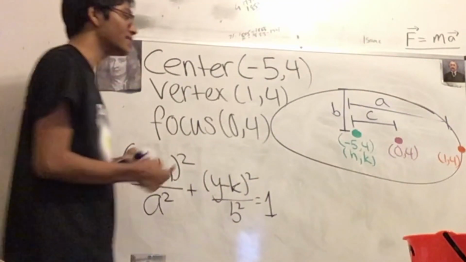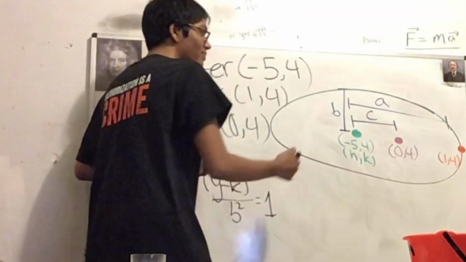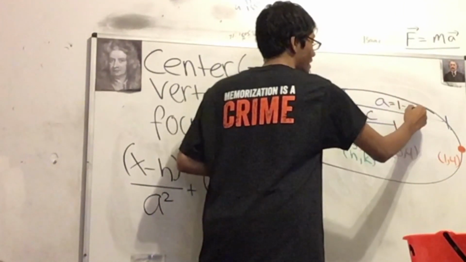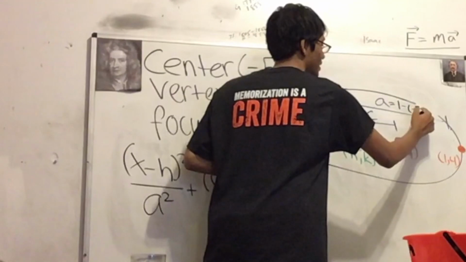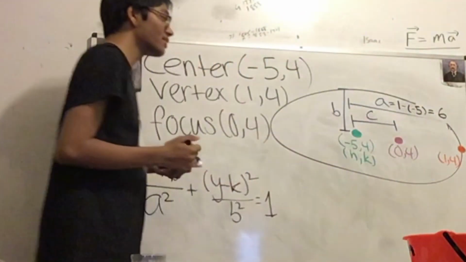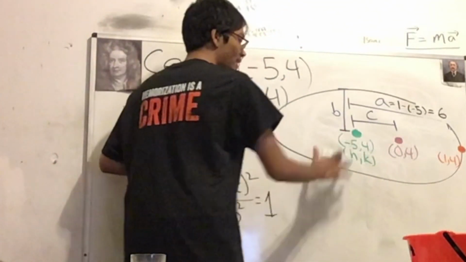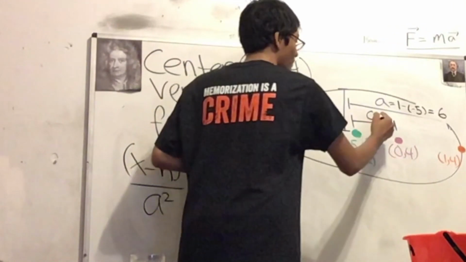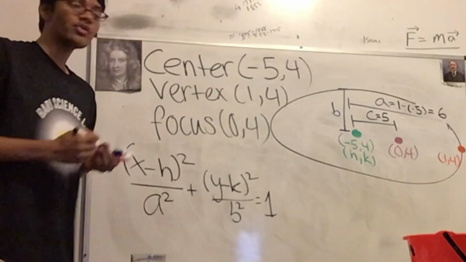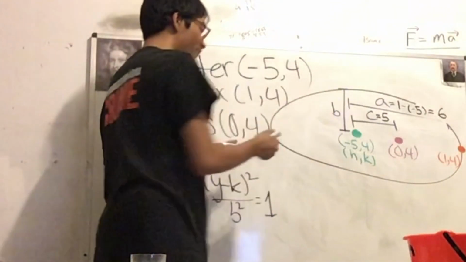Well, first of all, I can see clearly my a value is going to be from -5 to 1. So what's my a value? Well, what's 1 minus -5? 1 minus -5 is just 6. So my a value is 6. Not too bad. I can also see my c value pretty quickly. What's -5 minus 0? Well, that's just going to be 5, a magnitude of 5. Don't worry about the sign, this is just a size. Okay? And so now I can easily find my b value.